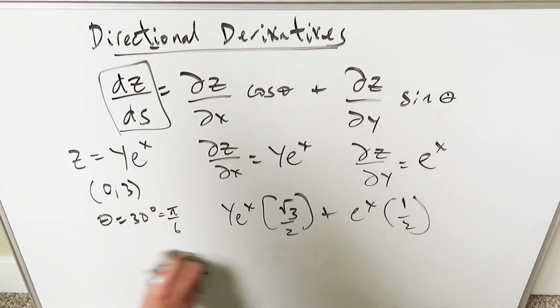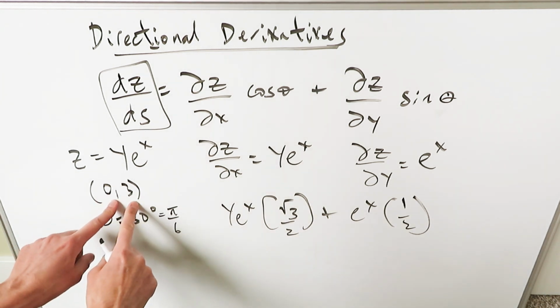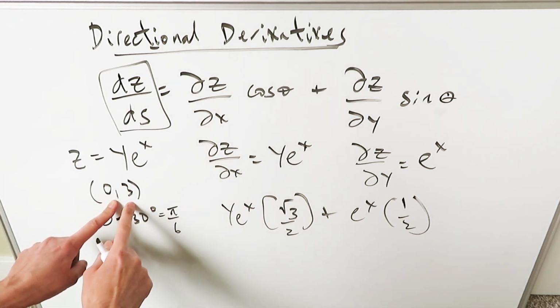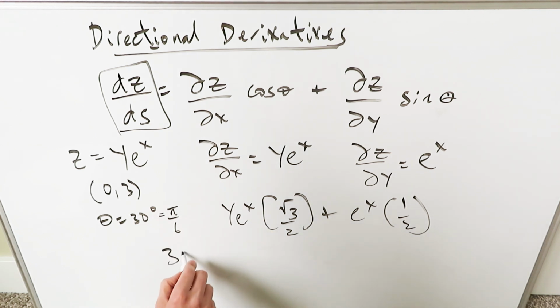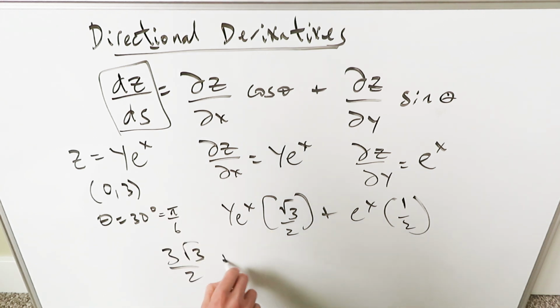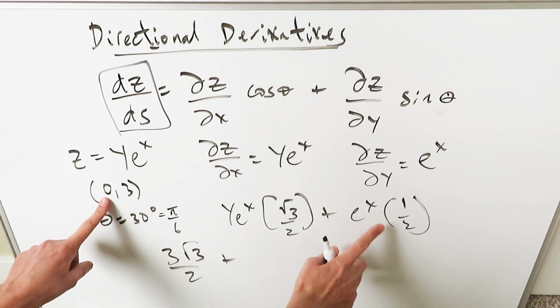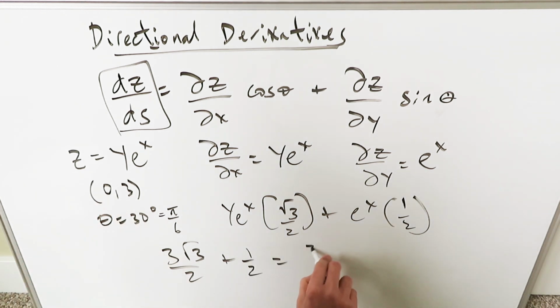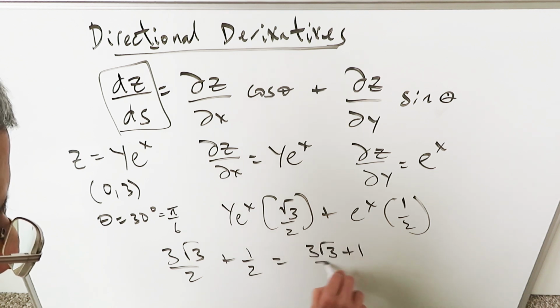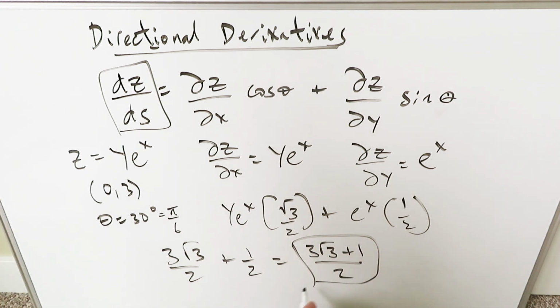Bring everything here into completion by plugging in zeros and threes. 0 is x and 3 is y. I have 3 e to the power of 0, which is 3, root 3 over 2, plus e to the power of 0, which is 1, over 2. Combine it, you have (3 root 3 plus 1) over 2, and this right here will represent your directional derivative for this system at a particular point in that direction, 30 degrees. And it will be correct.